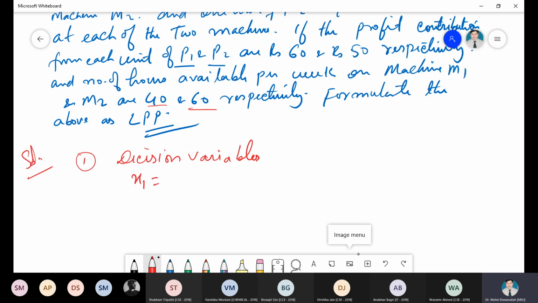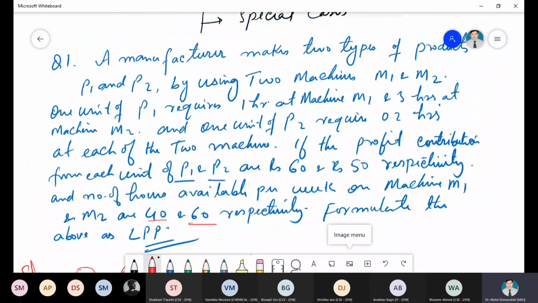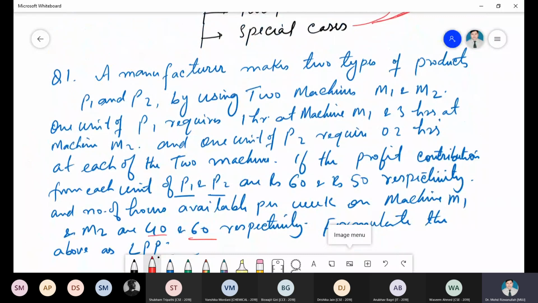X1, this is called the number of units produced of the product P1, and then X2, this is the number of units produced of the product P2, right? So now see the whole problem. Now see, the whole problem can be summarized in a small table.